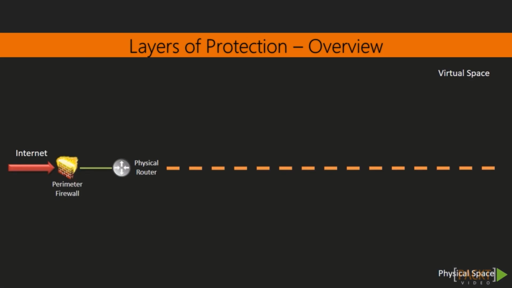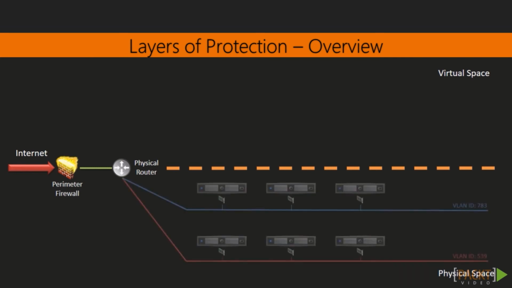So let's do a layers of protection overview. We divided the screen into two pieces, the virtual space and the physical space. So we have the perimeter firewall, which is a physical box because it's connected to the internet, and somewhere in the infrastructure we have a physical router. Attached to the physical router we have different networks, and we just added a couple of VLAN IDs like 783 or 539. So these are physical networks, and physical servers are attached to the physical router.